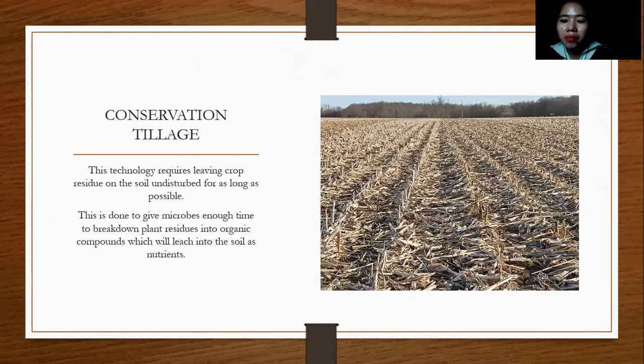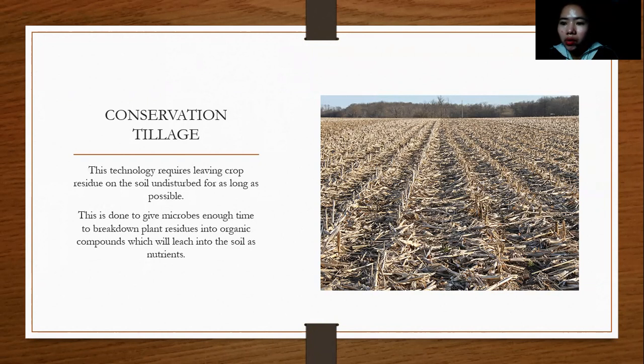Conservation tillage, di ba minsan mga maisan, tubuhan, palayan, ginabiyaan na lang nato after nato mag-harvest, sagbot na kaayo. So sometimes this technology requires leaving crop residue on the soil undisturbed for as long as possible. So after harvest, pasagdan sa nimo dira kay para i-absorb niya.